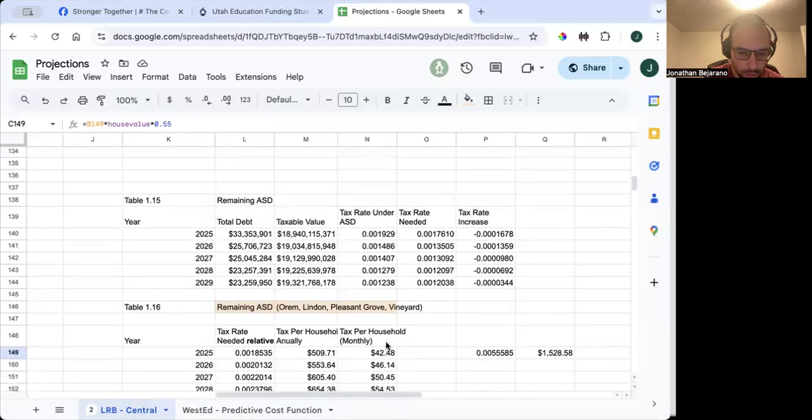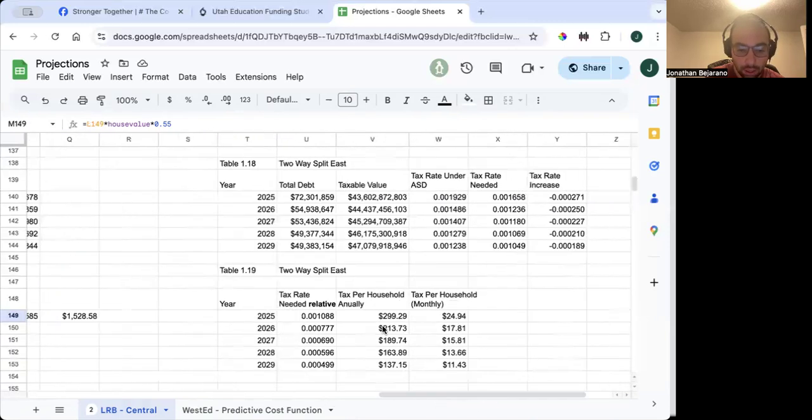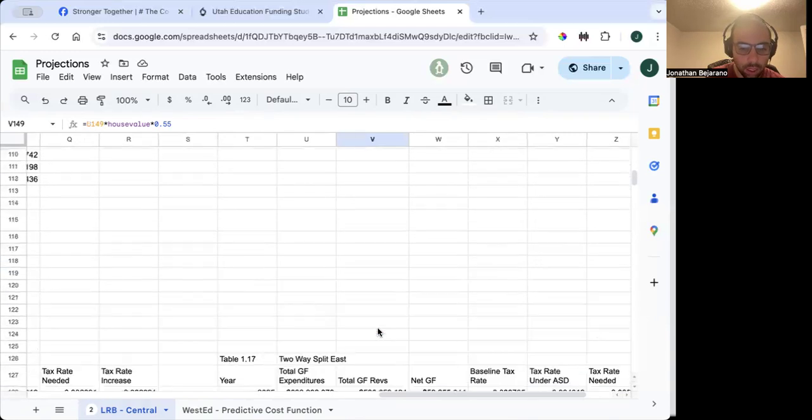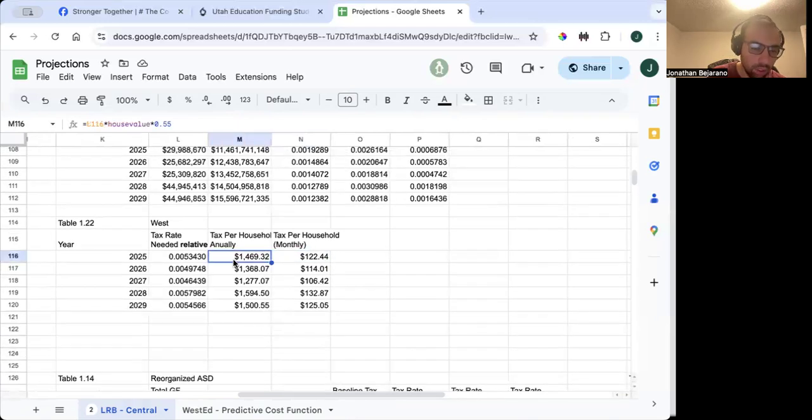We can also see for Orem in the south, if the southeast were their own district, the expected tax increase would be $510. Over here, for the two-way split, the east goes down to $300, and the west goes over here to $1,469.